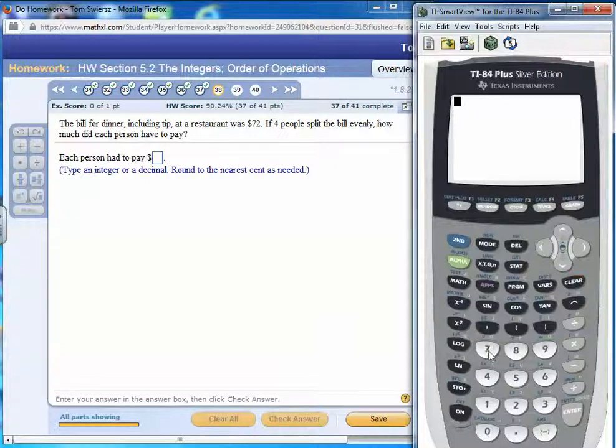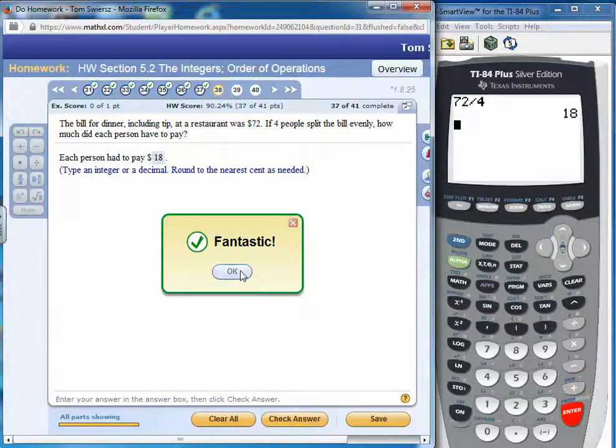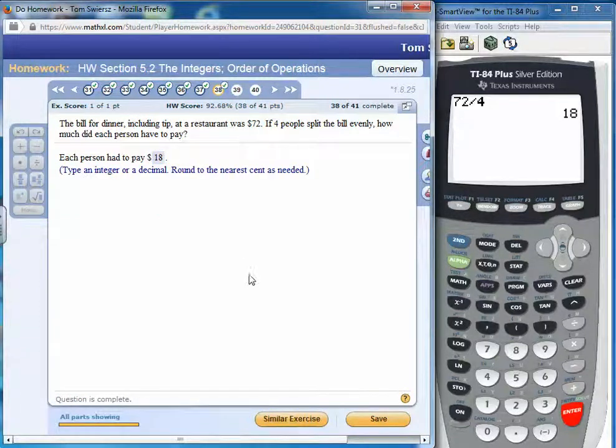So on the calculator, we can do it. The total cost is 72. We're dividing it among 4 people. So 72 divided by 4 would give us $18 exactly, so we don't have to worry about rounding off. It's 18. You can just put in 18 and you'll get it correct because it came out a whole number.